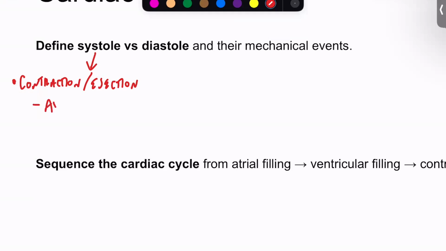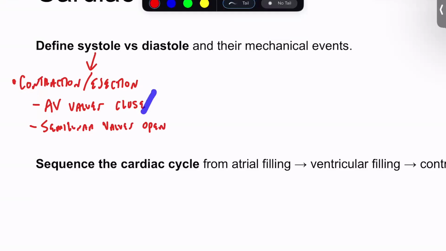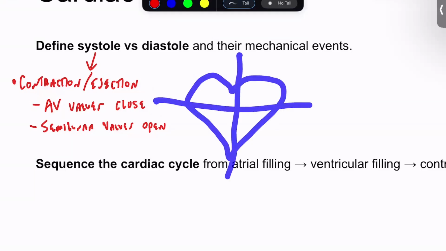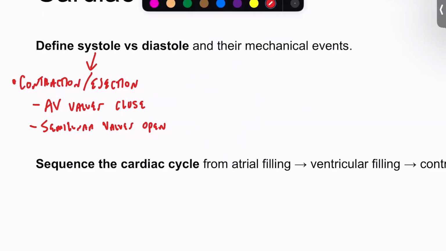The AV valves will close, and then the opposite, the semilunar valves, are going to be open. Right? Because the AV valves close since we don't want backflow. When our ventricles contract this way, we don't want the blood going back this way. So that's why the AV valves are closed right here, so that all the blood can go to the next point.